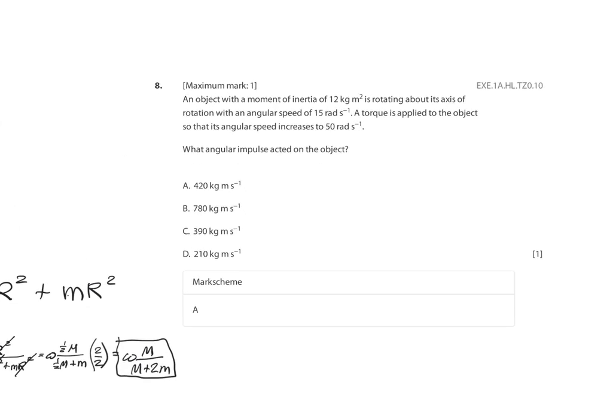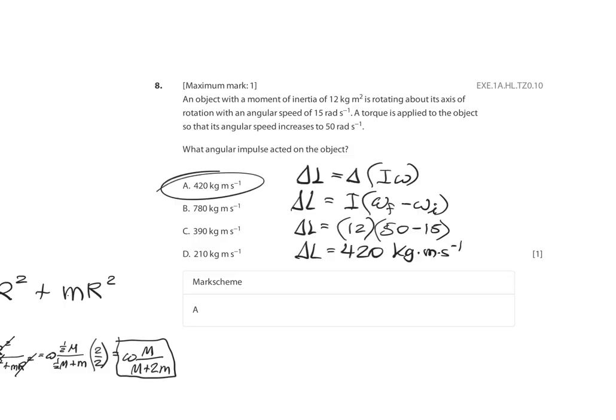Okay, 2 more. We have a moment of inertia of 12 kilograms times meter squared, rotating about its axis of rotation with an angular speed of 15 radians per second. A torque is applied to the object so that its angular speed increases to 50 radians per second. What is the impulse acted on the object?